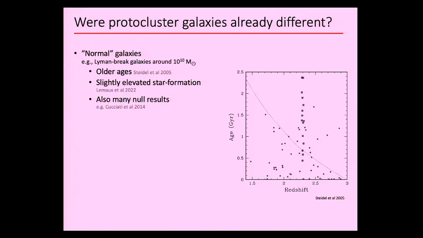So if you focus on what you might call garden variety, normal Lyman break galaxies, you can sometimes see unusual populations in protoclusters. This is a famous example from Chuck Steidel, studying this protocluster at redshift 2.3, where you see this tail of old galaxies. This is consistent with the dark matter halos collapsing earlier in overdense regions. There's some evidence of more star formation, but there's also just a lot of studies with null results. It's not clear that normal galaxies are very different yet in protoclusters.